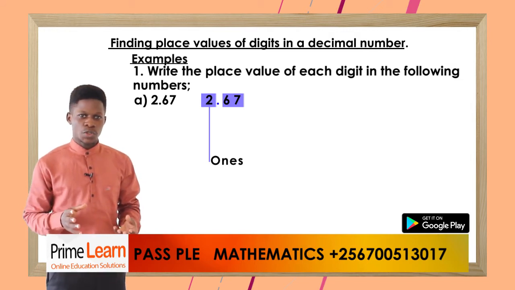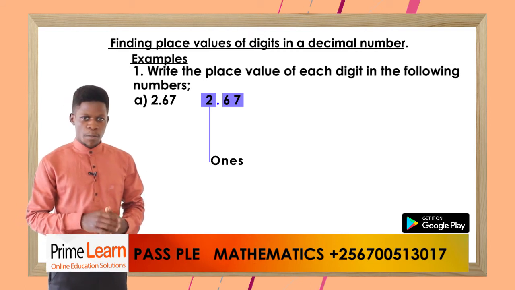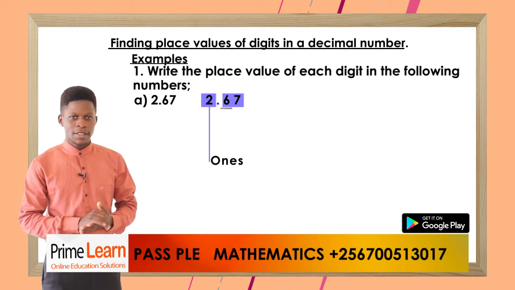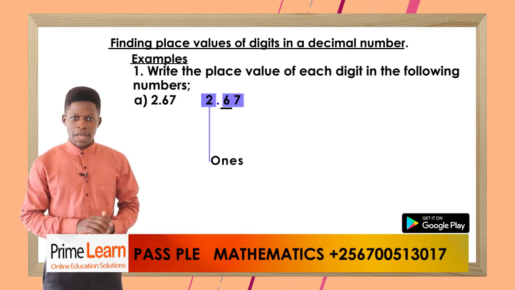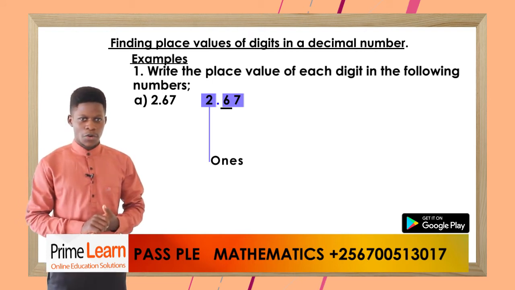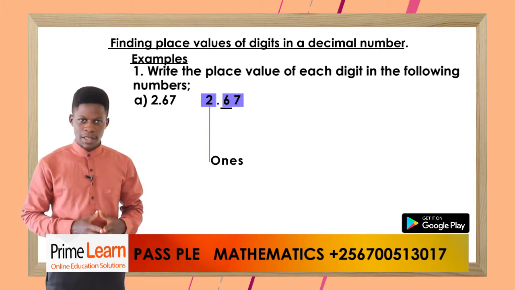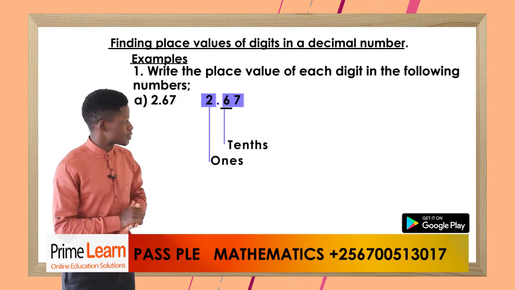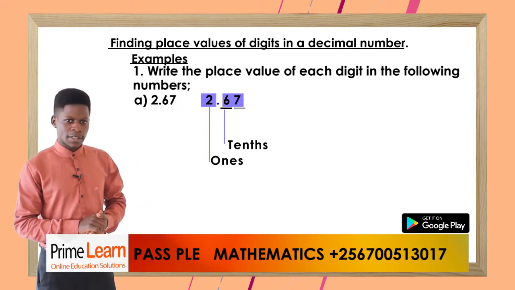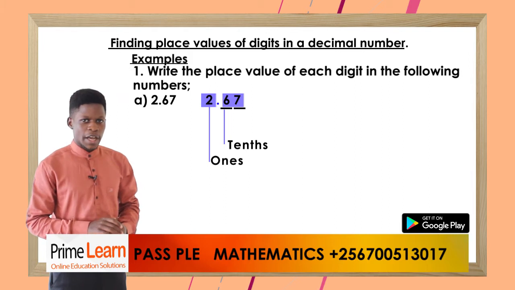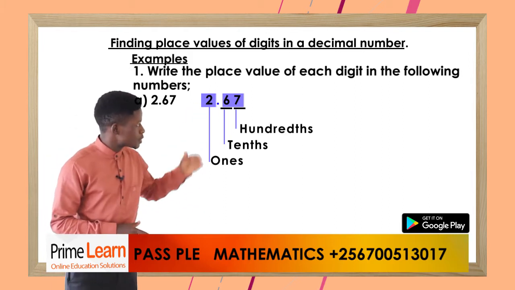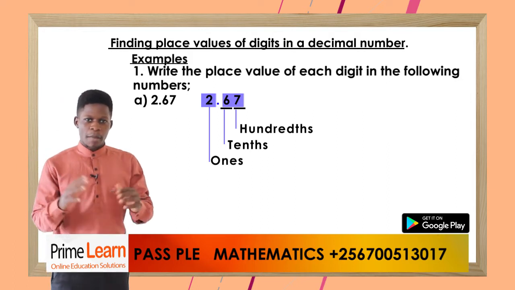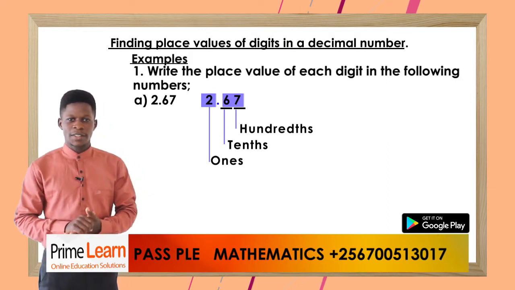How are we going to identify their place values? Previously in our lesson, we said that the first digit just after a decimal point in the decimal part is always in the tenths place value. So we shall put there the tenths. When we go on digit 7, which comes just after 6, it will be in the hundredths place value, as you can see on the screen. My dear, let's go on our next example.